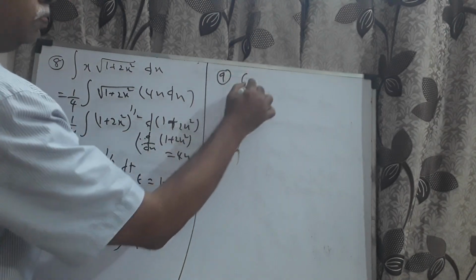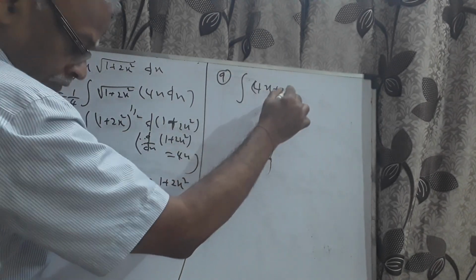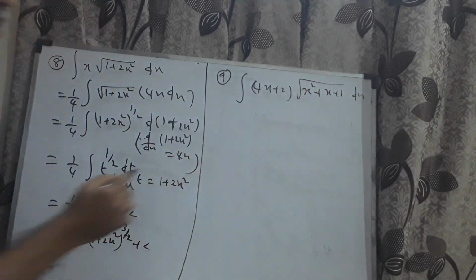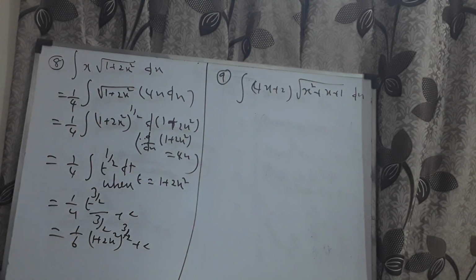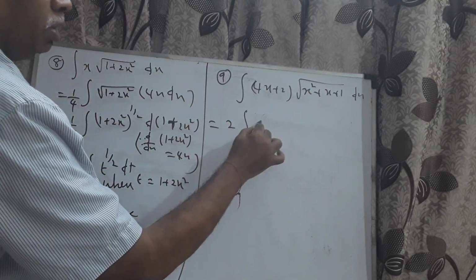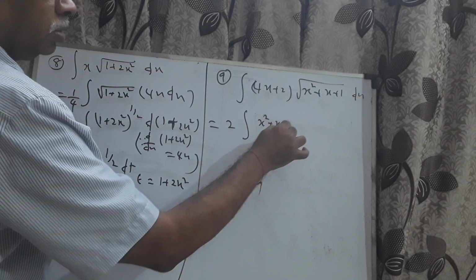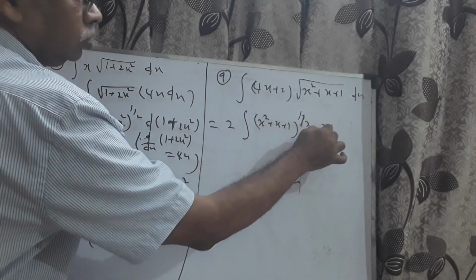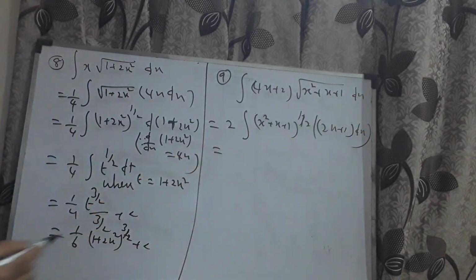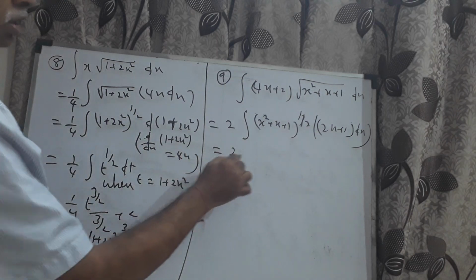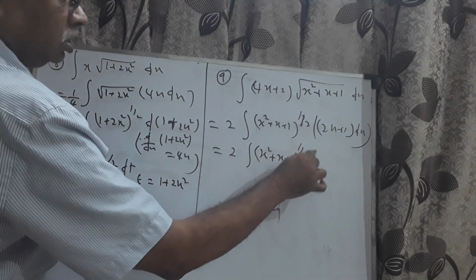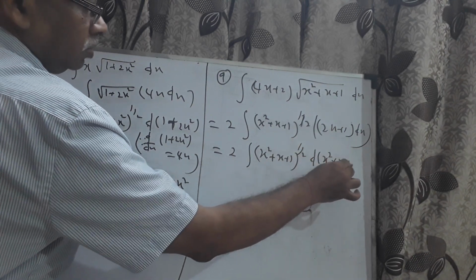Then for the ninth problem, he says 4x plus 2 into root of x square plus x plus 1 dx. Practically speaking, I am supposed to use x square plus x plus 1 to be my t. But the derivative is 2x plus 1. Therefore, take 2 as common and I will write x square plus x plus 1 to the power half into 2x plus 1 dx. I am just taking 2 as common from the given expression 4x plus 2. Now, this is nothing but twice of x square plus x plus 1 power half. This is d of x square plus x plus 1.